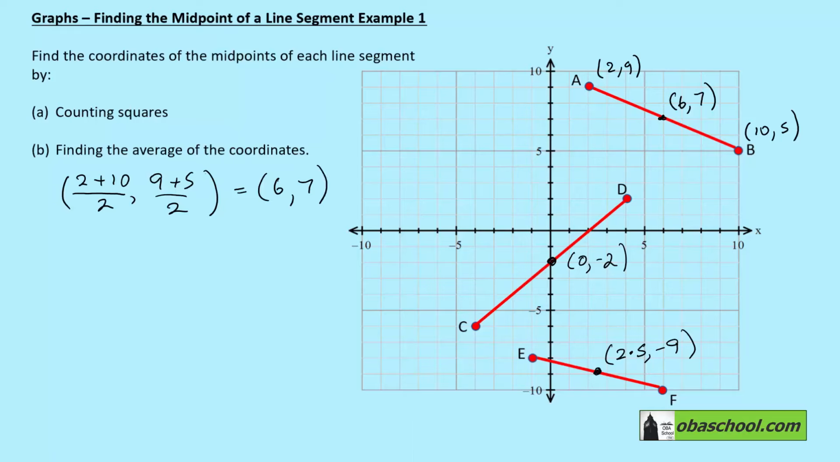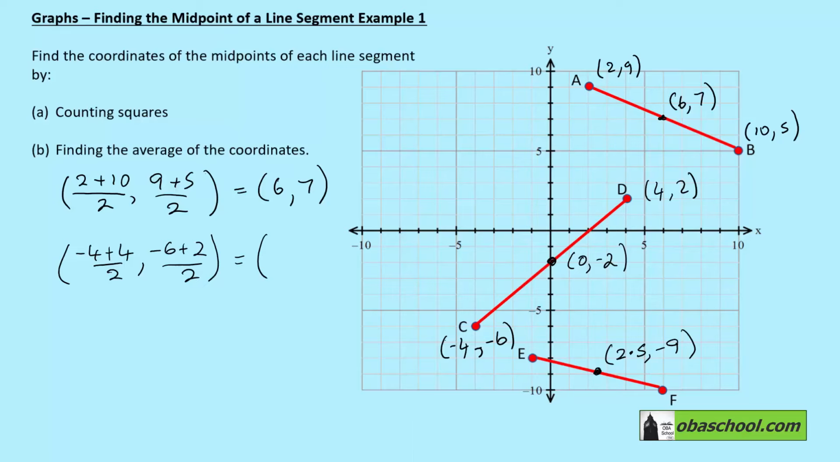Now for the next one, C I can see is at -4, -6. And D is at 4, 2. So the x coordinates are -4, add 4 divided by 2. And the y coordinates -6, add 2 divided by 2.